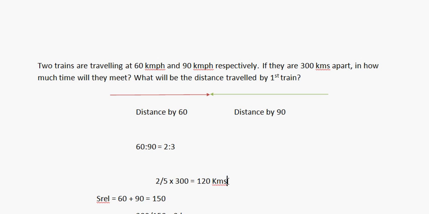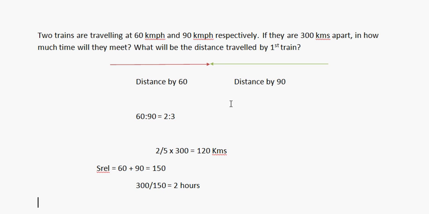So how much time does it take? It takes 2 hours, right? 120 divided by 60. The second train travels 180 kilometers at the speed of 90 kilometers per hour. Again, it verifies our solution that it would take 2 hours. So both of them are taking 2 hours to travel a total of 300 kilometers, right?